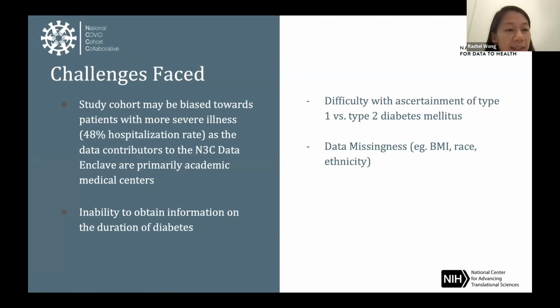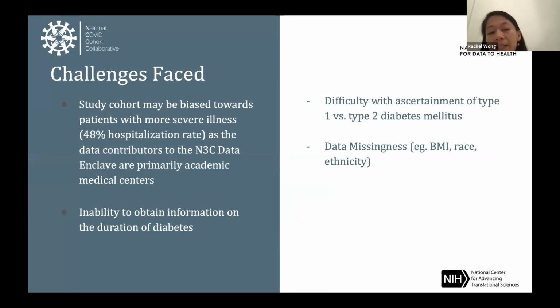Some of the challenges that we faced with the study was that this cohort might be biased towards more patients who are severely ill. So if you noticed our 48-49% hospitalization rate, I think this is reflective of the fact that many of the data contributors to the N3C are primarily academic medical centers. So this is not necessarily generalizable towards everybody, but it is a good sampling that is representative of the US population compared to other studies.